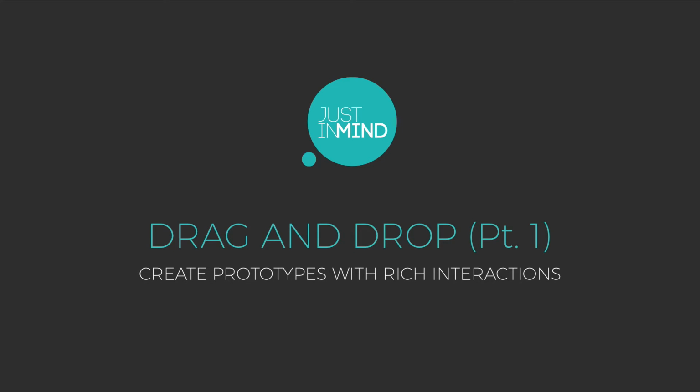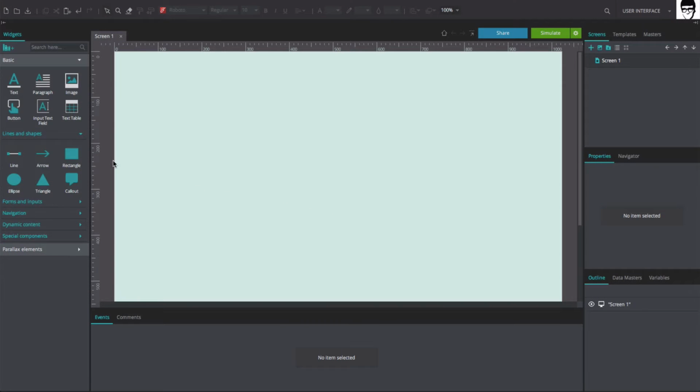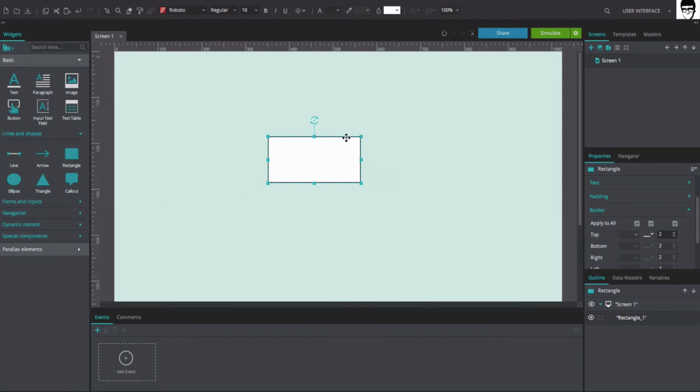With Justinmind, you can easily simulate drag-and-drop interactions in your wireframes and prototypes. Let's see how. In a new web prototype, drag a rectangle to the canvas.